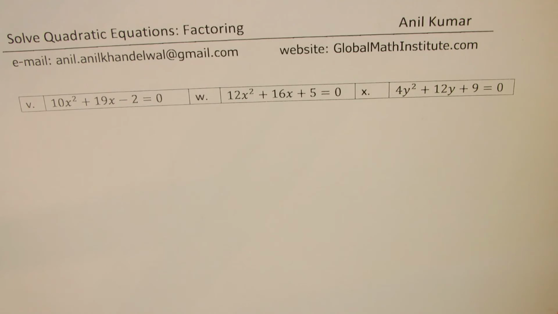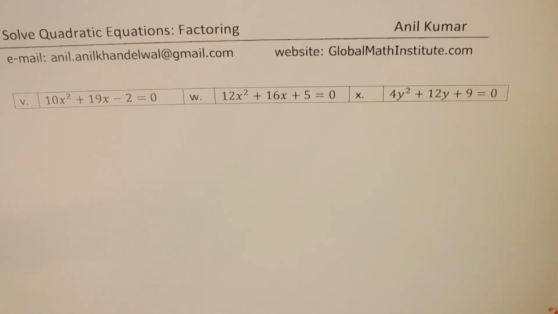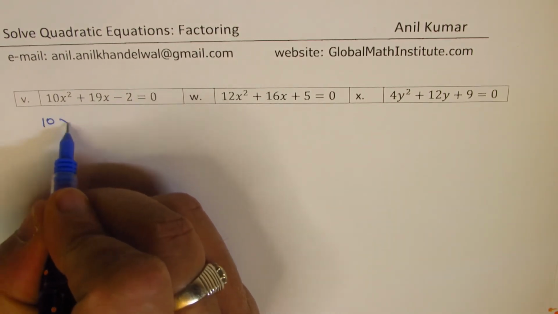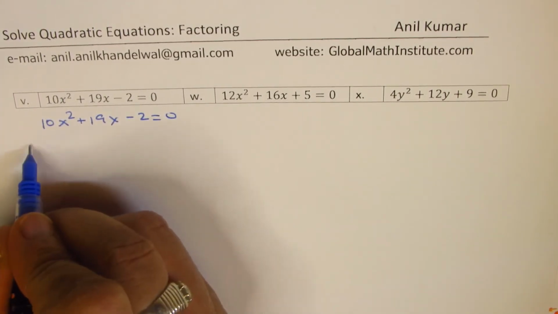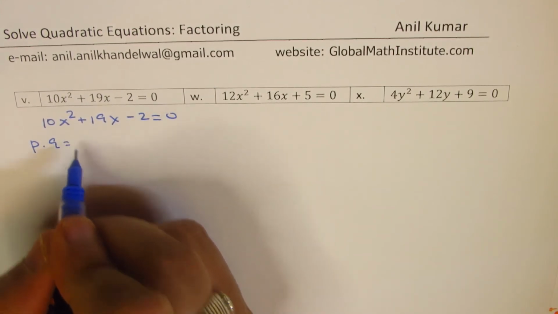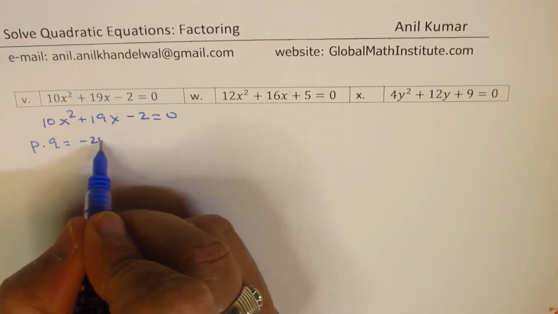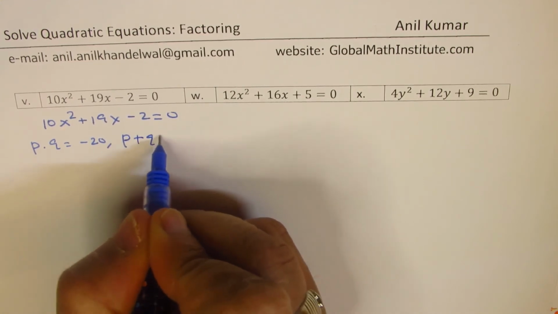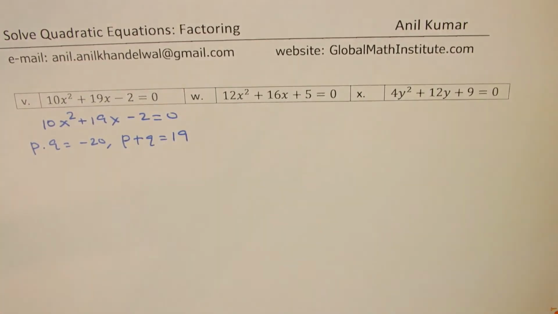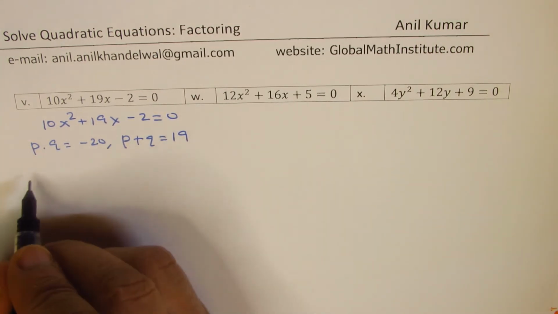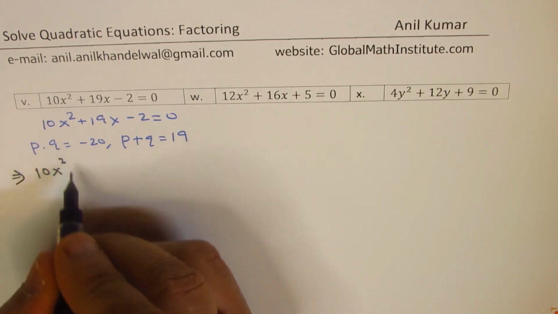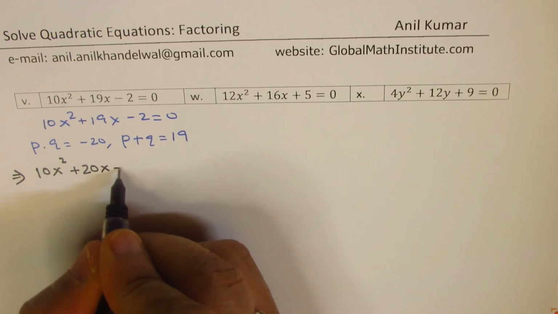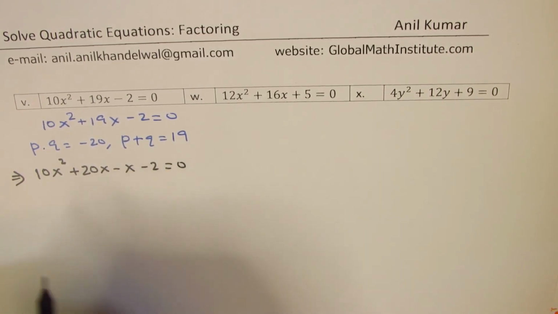Last three examples. So now we have 10x squared plus 19x minus 2 equals to 0. We're looking for product and sum. Product should be minus 2 times 10, which is minus 20, and the sum should be 19. Well, 20 times 1 can work for us, right? So 20 and 1. So we can write this as 10x squared plus 20x minus x minus 2 equals to 0.